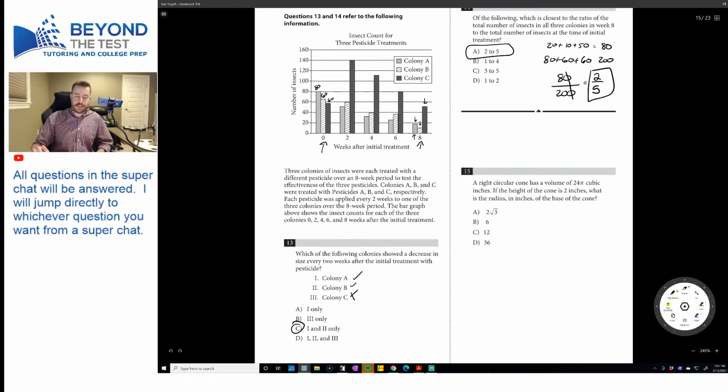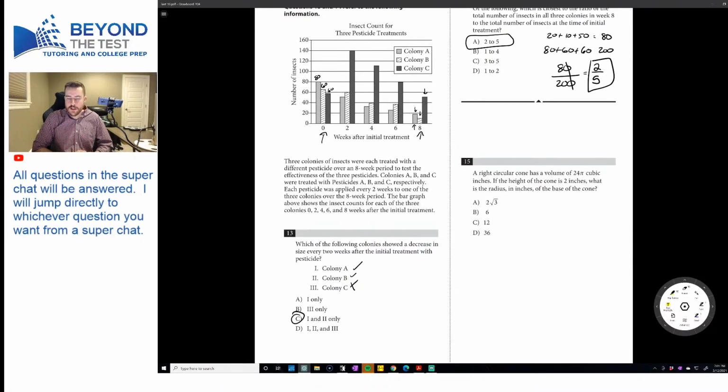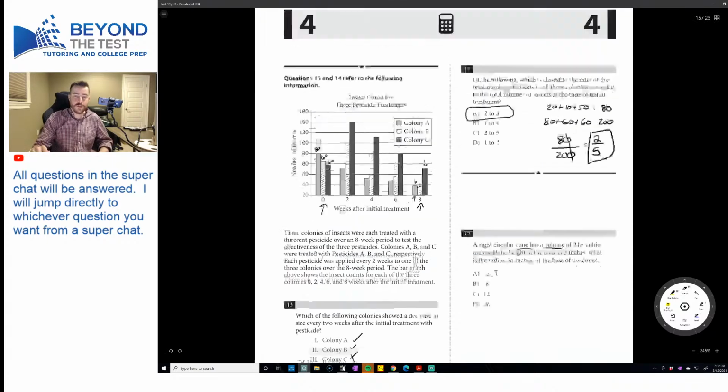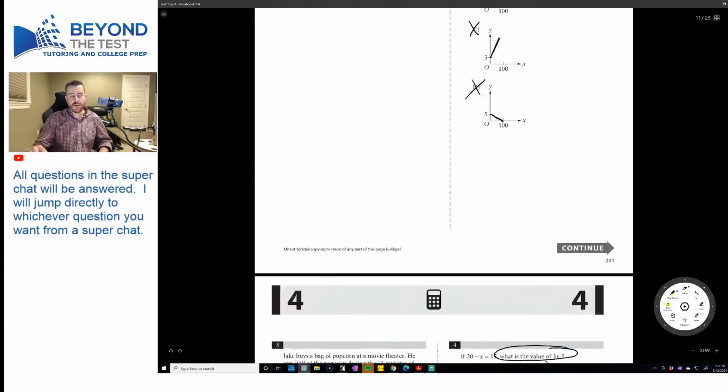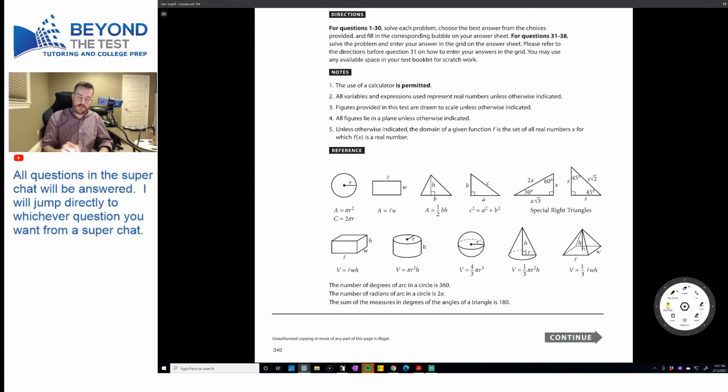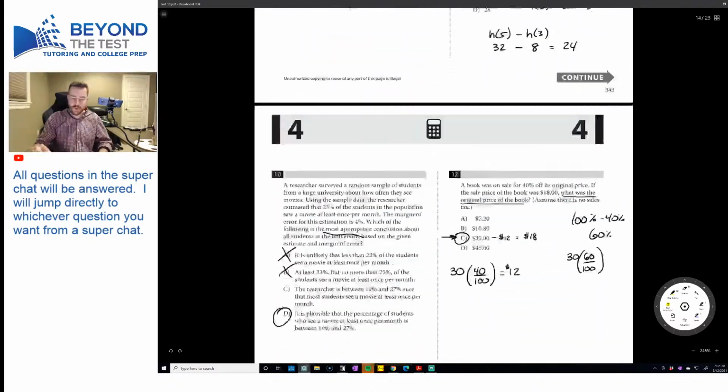All right, then we're looking at question 15 here. It says a right circular cone has a volume of 24 pi cubic inches. If the height of the cone is 2 inches, what is the radius in inches of the base of the cone? Okay, now we're talking about volume of a cone. Most of you might be like, well, I don't remember the volume of a cone. And that's okay. Good news for you. If you go to the beginning of this test, you're given a little reference sheet where they give you some formulas. And one of those formulas is volume of a cone. So make sure you take advantage of this reference sheet on the test if you forget some of these formulas. So it's 1/3 pi r squared h.